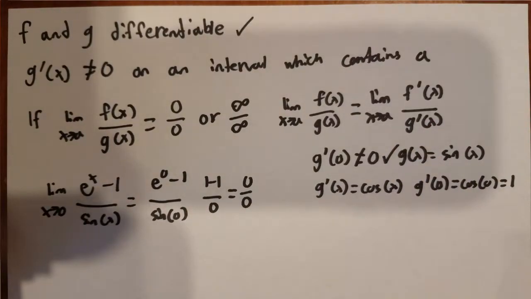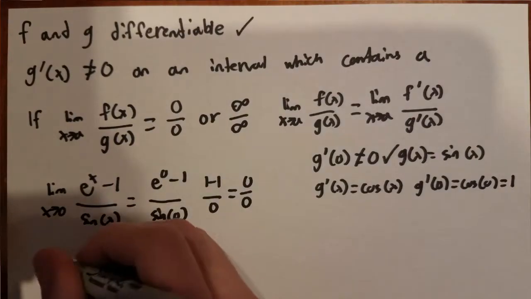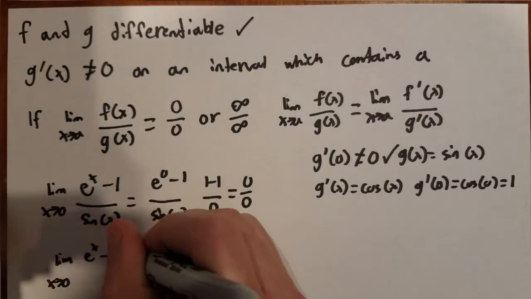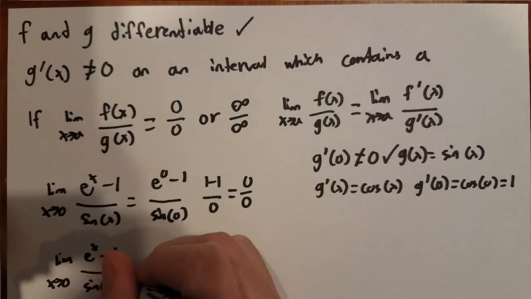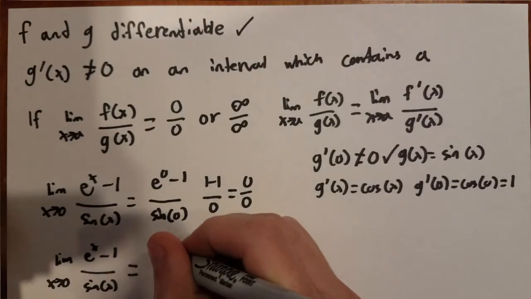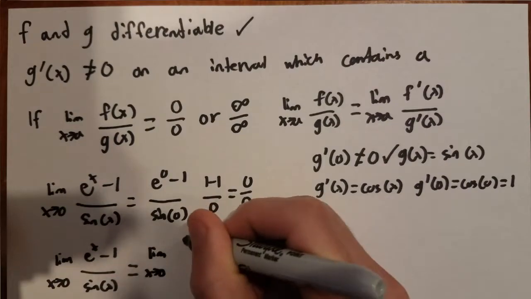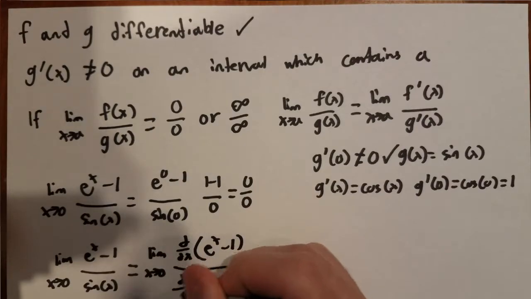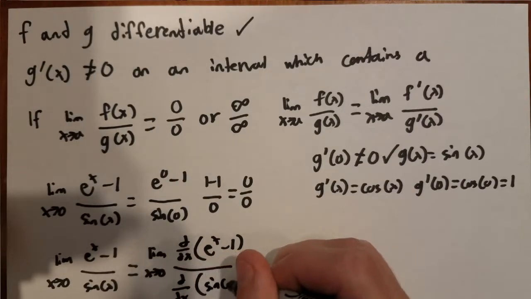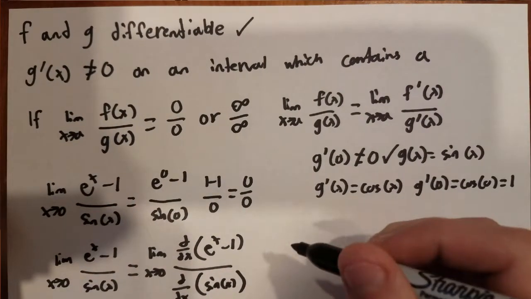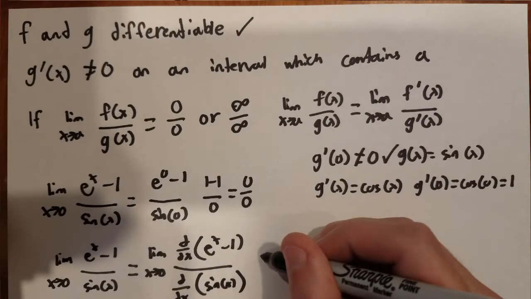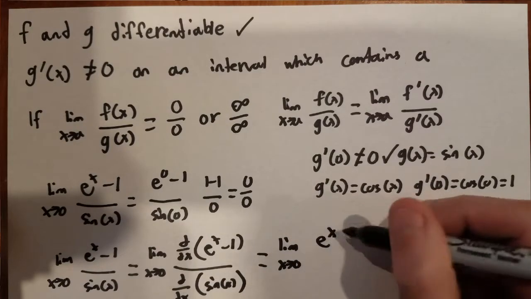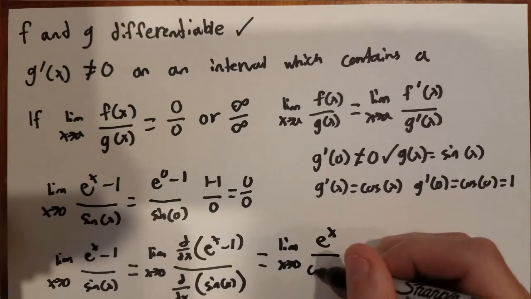So all our conditions for L'Hopital's rule have been met, so let's apply it to our limit. So L'Hopital's rule says that the limit as x approaches 0 of our original function is going to be equal to the limit as x approaches 0 of the derivative of the top over the derivative of the bottom. Okay, derivative of e to the x minus 1 is just going to be e to the x. Remember, we still have a limit here, so it's just going to be e to the x. And the derivative of sine x is just cosine x.